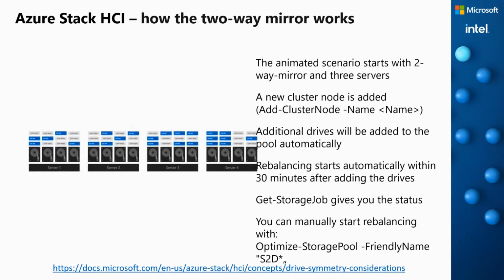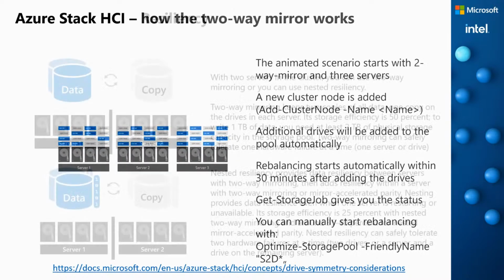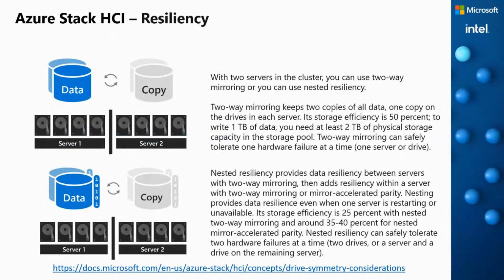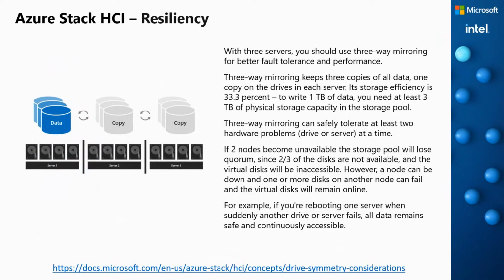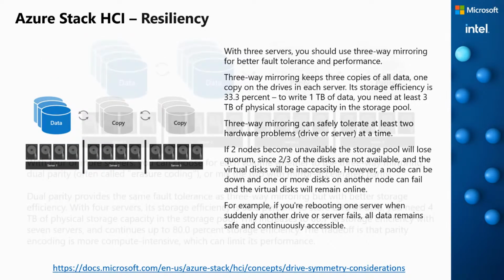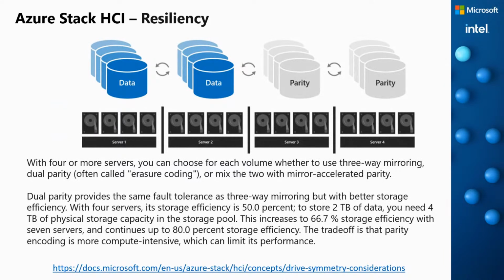For sure, we can build Azure Stack HCI with a single node, then we only have local redundancy. With two servers, we can have the two-way mirror and the nested two-way mirror. With three servers, the three-way mirror. With four servers, there's no four-way mirror, but we have the three-way mirror and we have the dual parity, as new resiliency options.